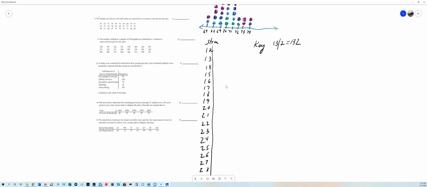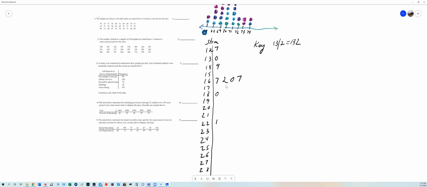So let's take a look at the first one. It says 149, so here's the 9. And then we have 167, here's a 7. Here's 162, here's a 2. We got 127, here's a 7. We got 130, 180, 160, 167.